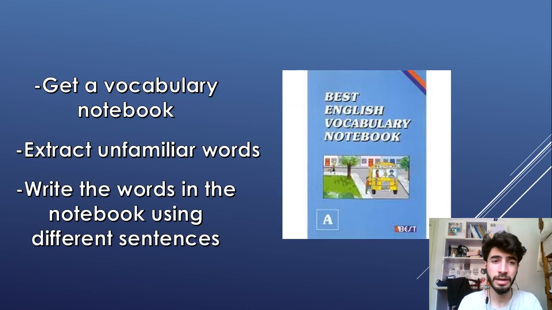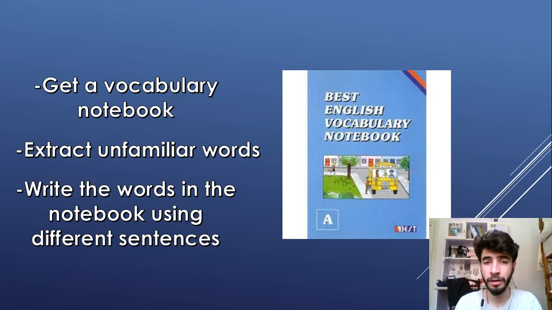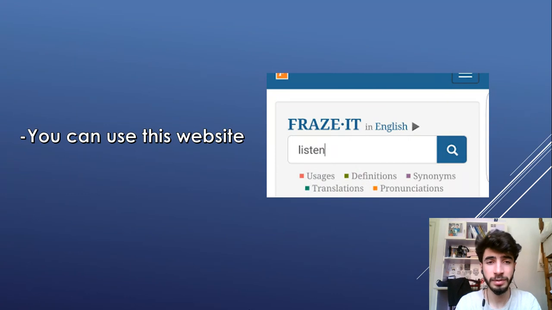So the best way to learn vocabulary is getting a word notebook. Open an English article or news and extract the unfamiliar words. Then write the words in the notebook using different sentences. Also, you can use a website for your sentences, which is named Phraseit. This is very useful for you. Finally, repeat these notebooks constantly.